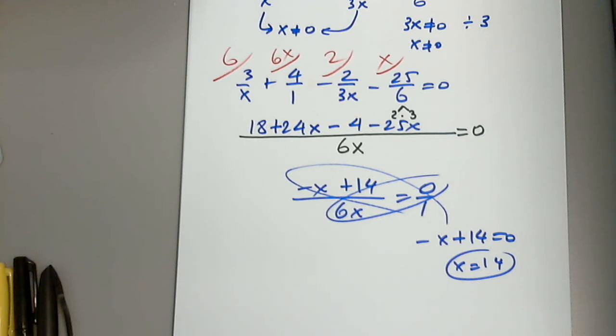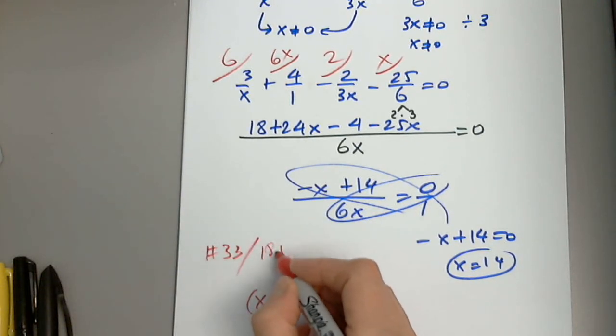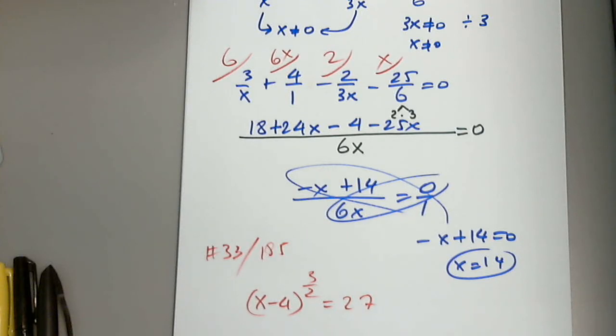Yes, please. Can you do 33 on page 185? (x minus 4) to the 3 halves equals 33, 27. So this is 33 on 185. What type of equation is it? It's not polynomial. Fractional exponent, awesome, yes, thank you.